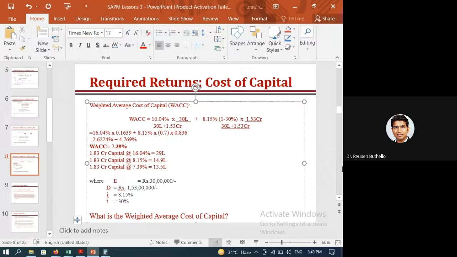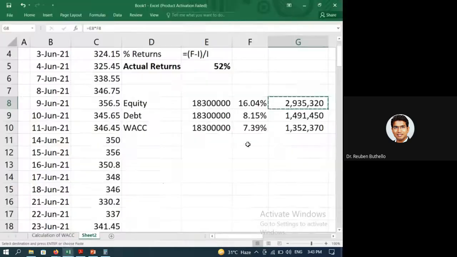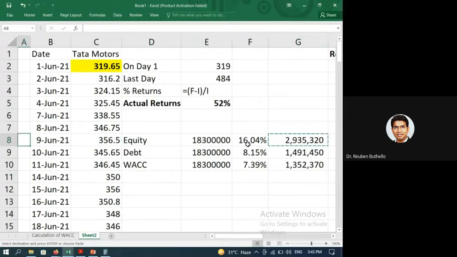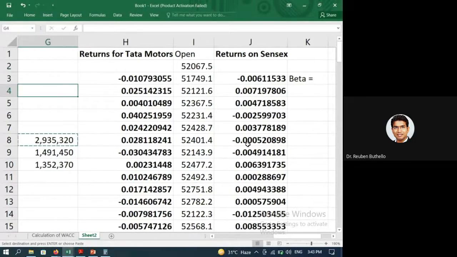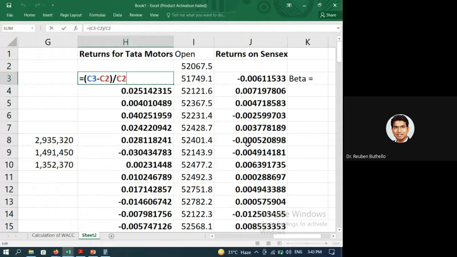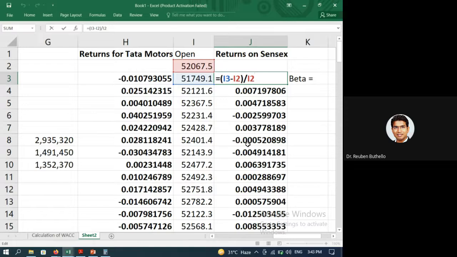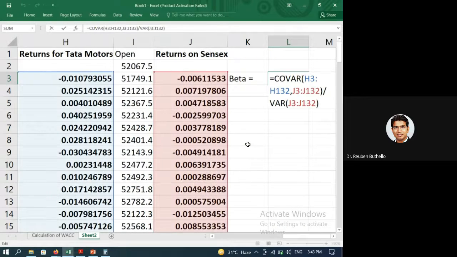Okay, I'll quickly take you through what I did just now. I first went to the beta. I calculated the beta for this. I took the daily prices of Tata Motors and the daily prices of the Sensex. I calculated the returns, final minus initial divided by initial, for Tata Motors and for the Sensex. From that, I calculated beta, which is the covariance divided by variance.